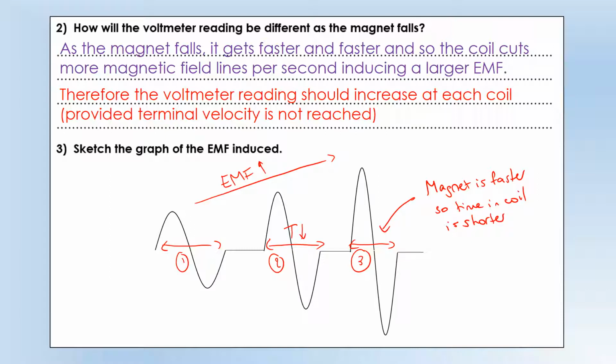Okay, so that's the explanation for what's going on there, but we've already explained why the peak is getting bigger. So let's explore why the graph goes up, goes back to 0, and then goes down again, because that's where we need Lenz's law.